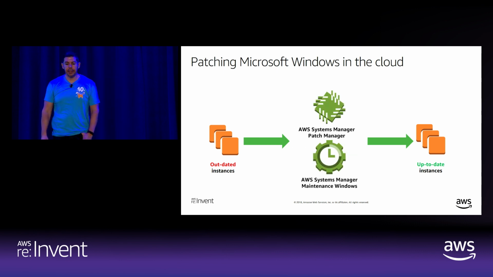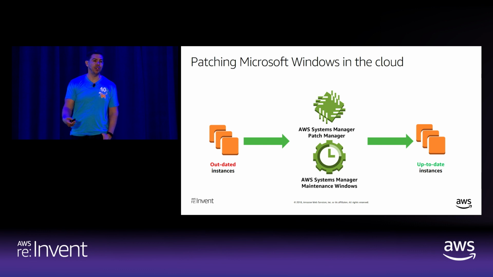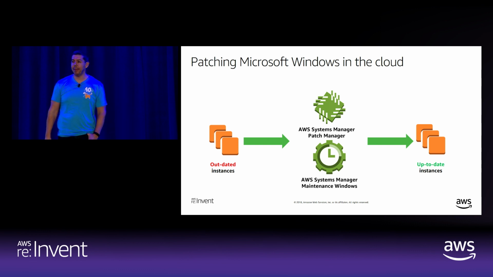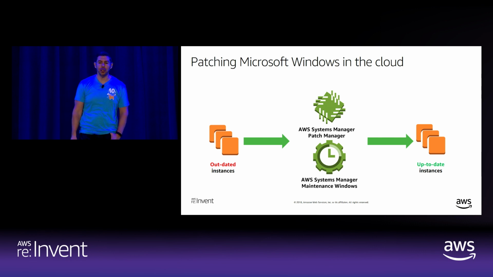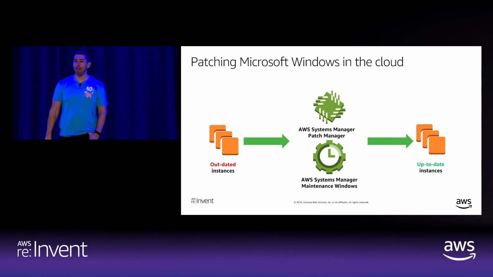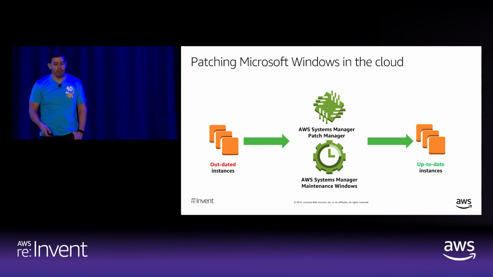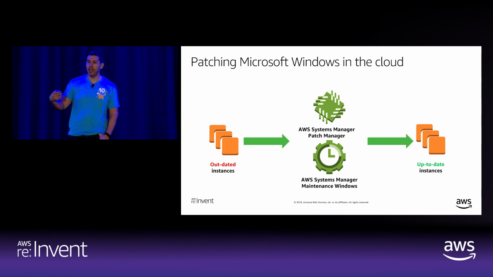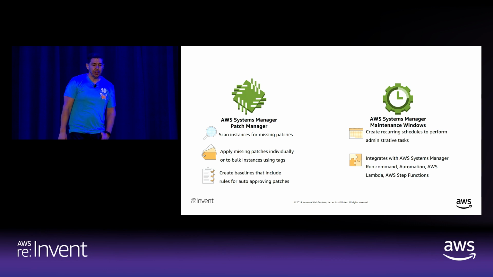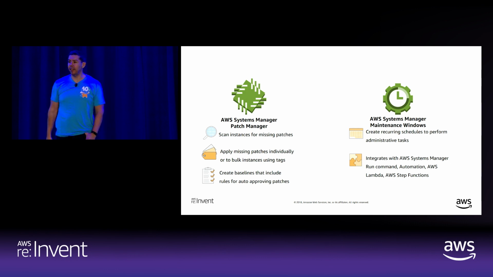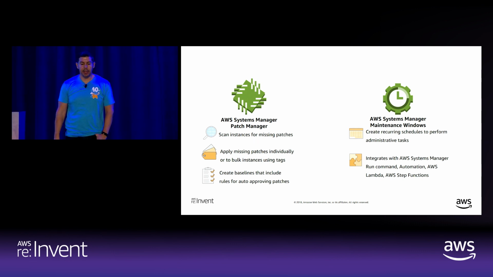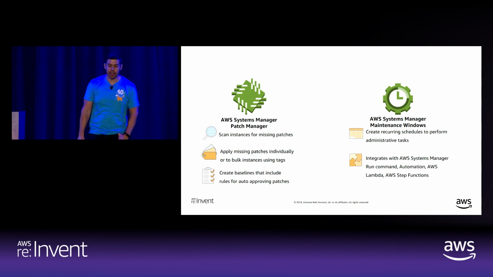But we have created some capabilities within Systems Manager to help with that as well. The first capability is AWS Systems Manager Patch Manager. The second is AWS Systems Manager Maintenance Windows. So let's talk about what those do to help you keep your EC2 Windows Server instances up to date when it comes to patches. So Patch Manager is used to automate the process, again, of patching your managed instances. And it allows you to scan for missing patches, as well as scan and apply missing patches individually or to a large group of instances by using EC2 instance tags.